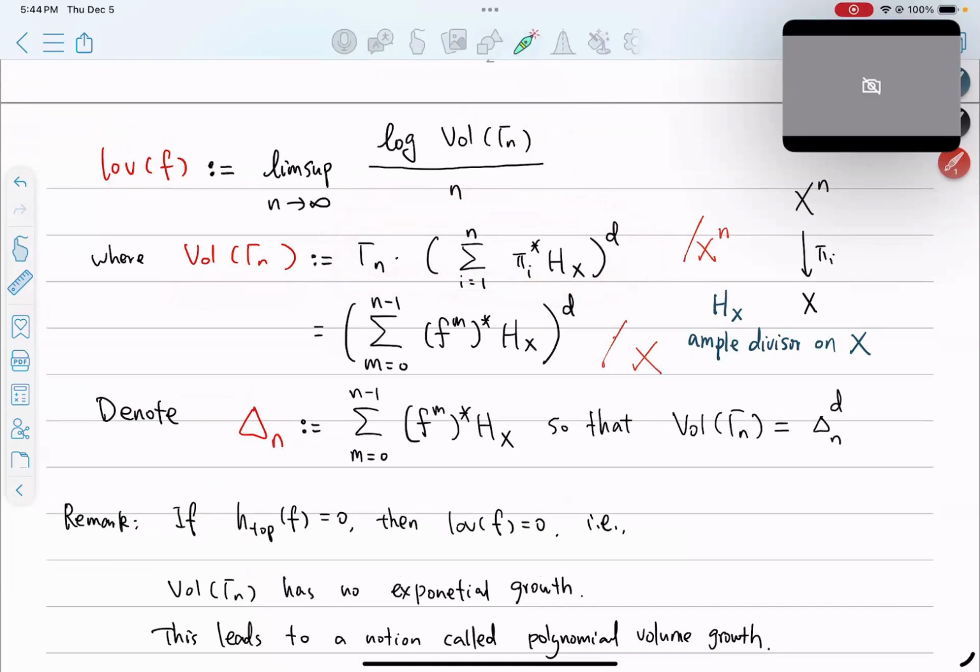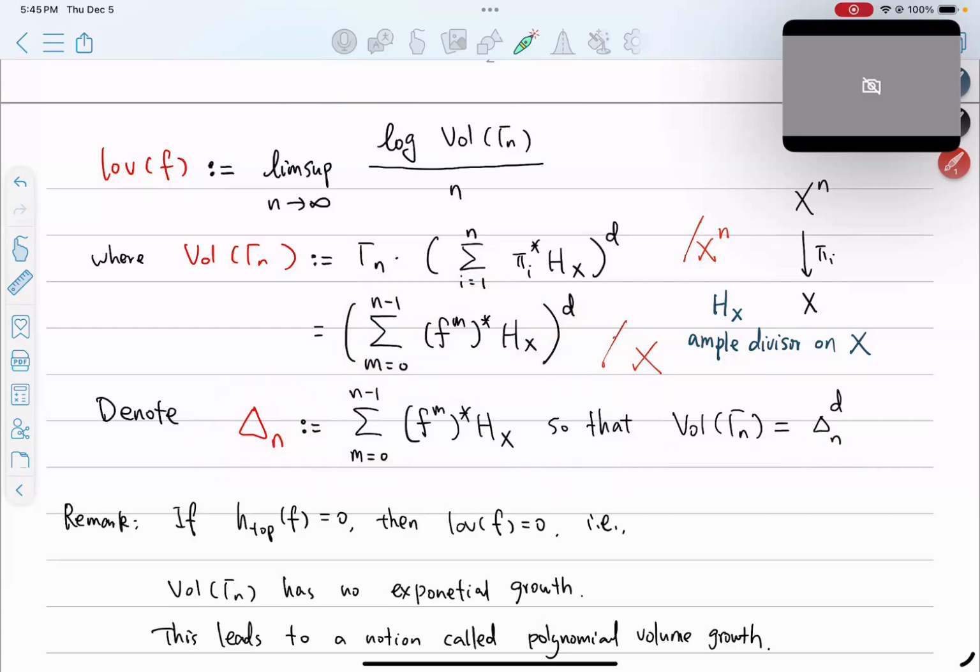The top self-intersection of this divisor, which is a divisor on X. So you look at the pullbacks of these iterations of H_X and take the sum. Okay, so now I denote this divisor by Delta_n. So Delta_n is this sum of these n divisors. Then the volume of Gamma_n is just the top self-intersection number of Delta_n, this divisor on X.